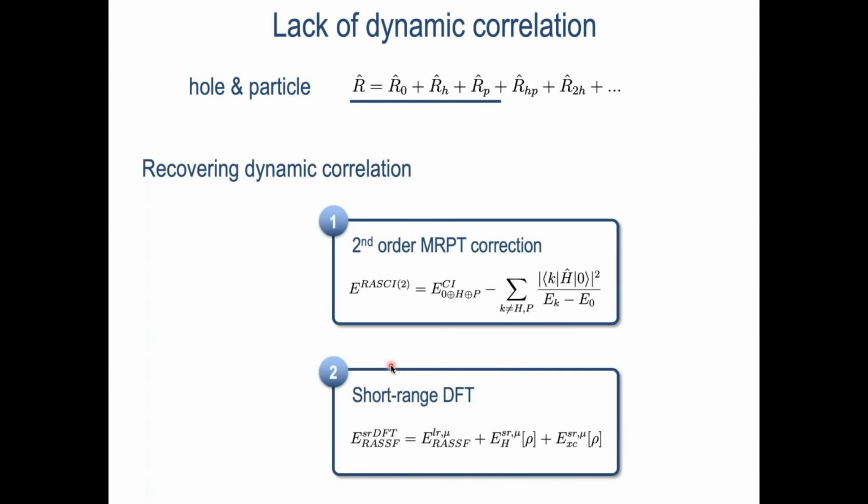And in trying to fix this problem and recover this dynamic correlation, we have implemented two different strategies. One is based on multi-reference perturbation theory up to second order, and the second one is related to the methods that try to incorporate DFT correlation into wave function methods.